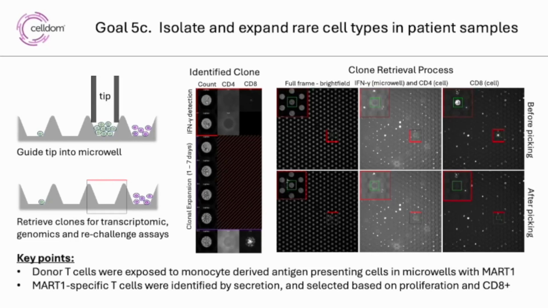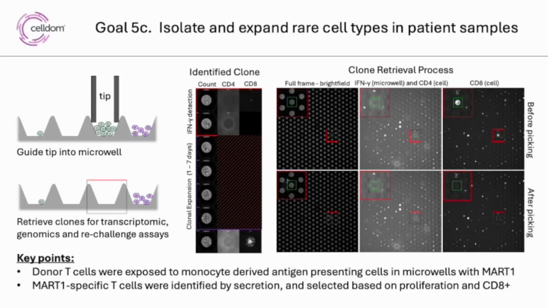So as a final example of applications that we are working on in cell line development, we have done a lot of work on retrieving antigen-specific T-cell populations, such as in the previous slides where I discussed our ability to identify T cells that become activated upon exposure to MART1 antigen. So here we were interested specifically in the CD8 positive T cell population and also the ones that secreted and proliferated inside the microwells.